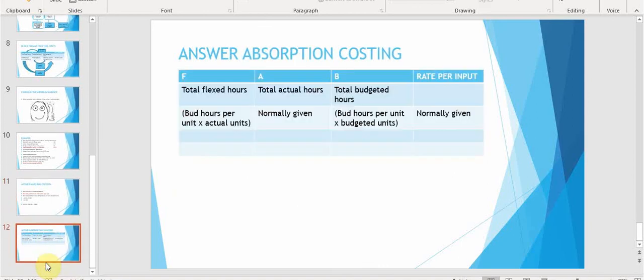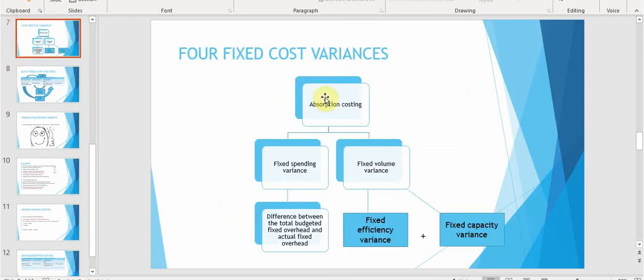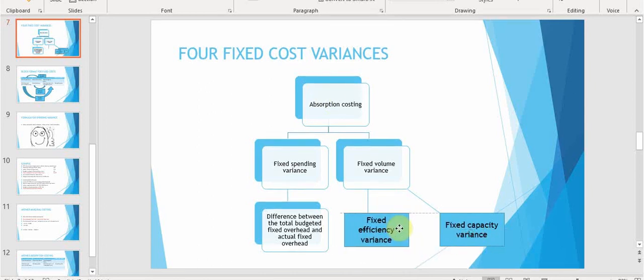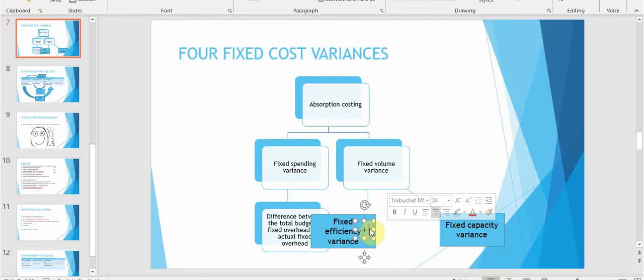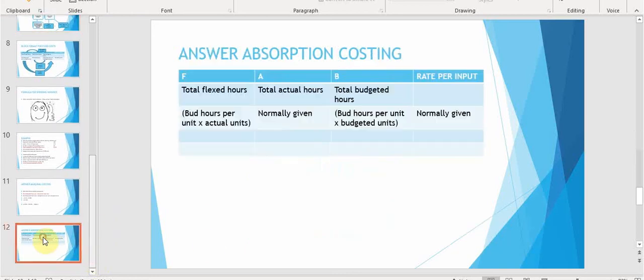All right. Then let's say we are applying our absorption costing. Now we know that there are 4 different variances that we calculate. And efficiency and capacity should add up to the volume variance. So the spending variance is easy. It will already be the same. The problem will be to figure out the volume, efficiency, and capacity. So that's what we draw the block for.